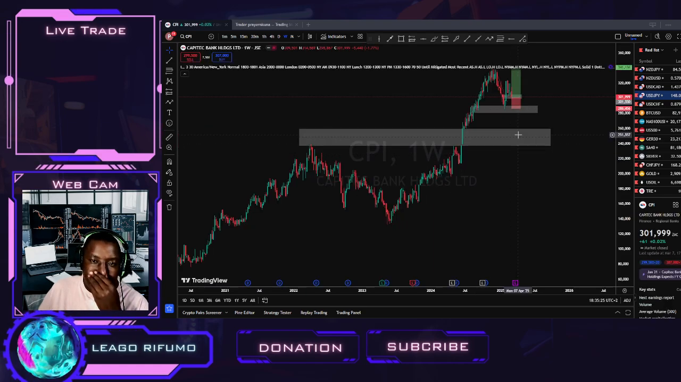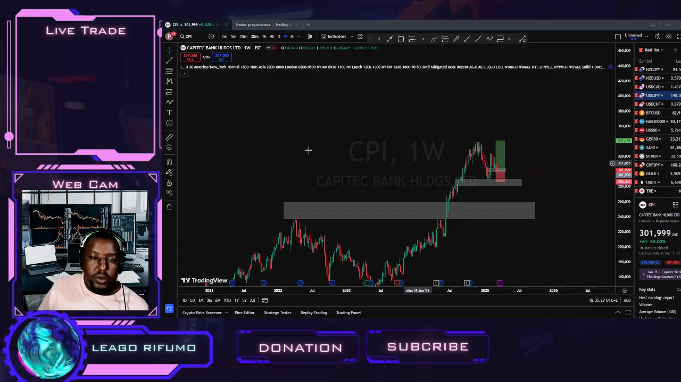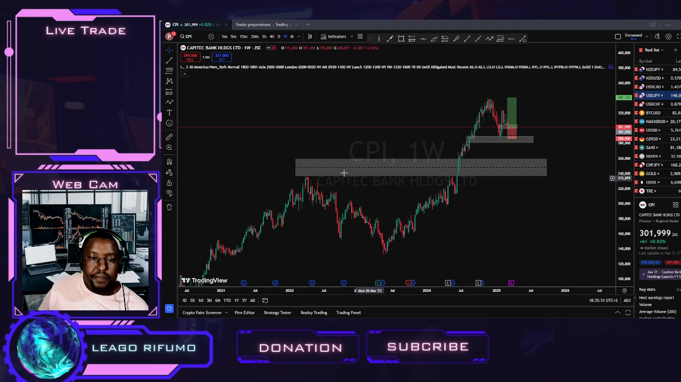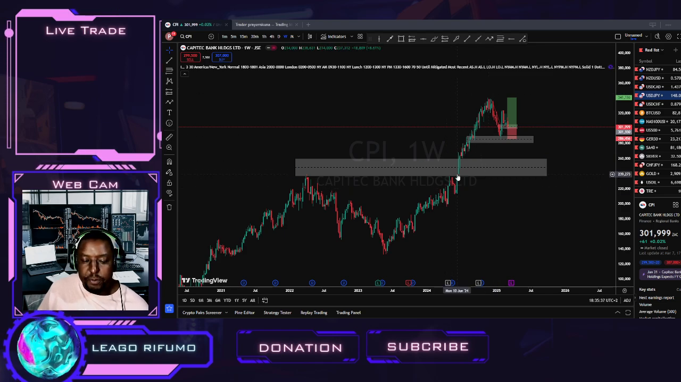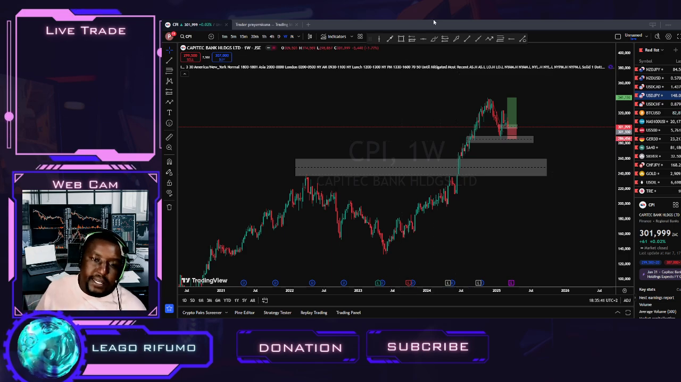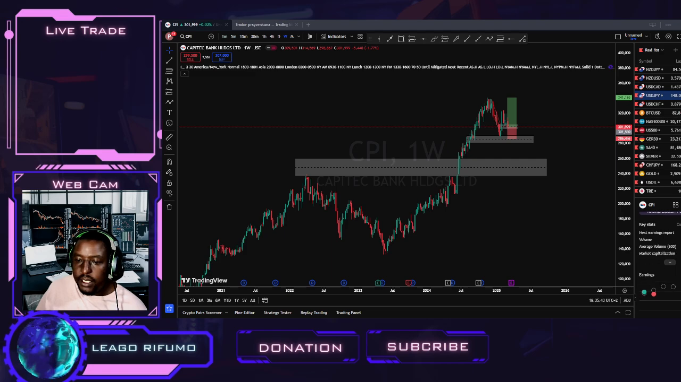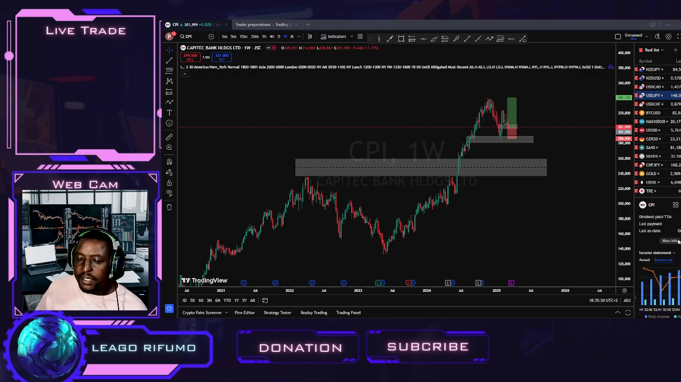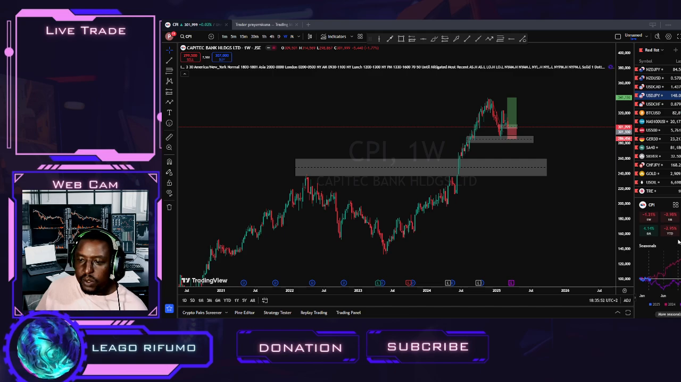Here we go. So I'm looking to go long on Capitec here. We broke above and pulled to the upside. Capitec has been a very good stock, extremely outperforming most of its peers. The payout ratio is extreme at 550%, and the dividend yield is good.